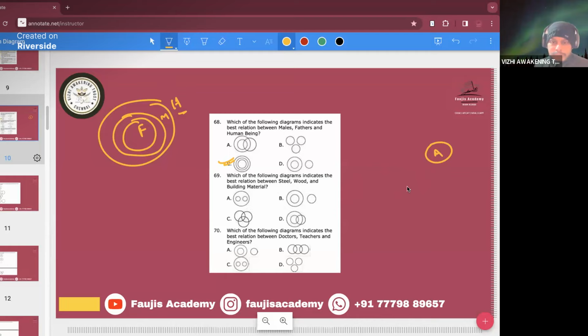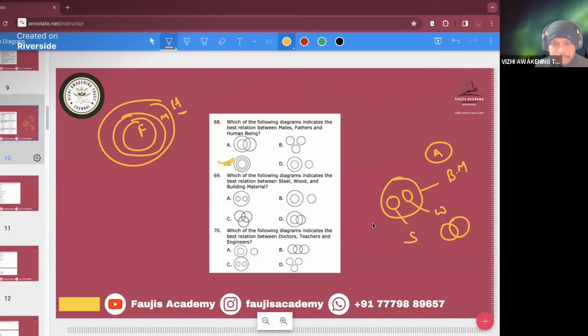So both your steel and wood are building materials. This is your building material, this is your steel and this is your wood. Right, guys? Steel and wood are not, by any chance, jointed. Okay, they'll be disjointed for sure.